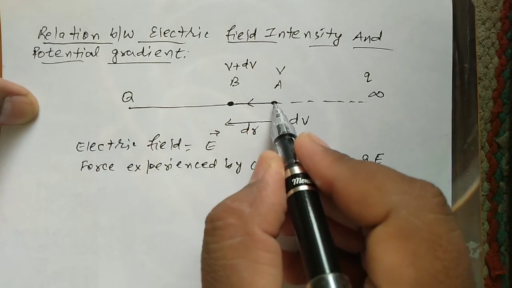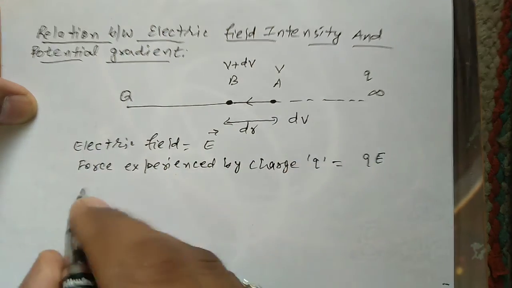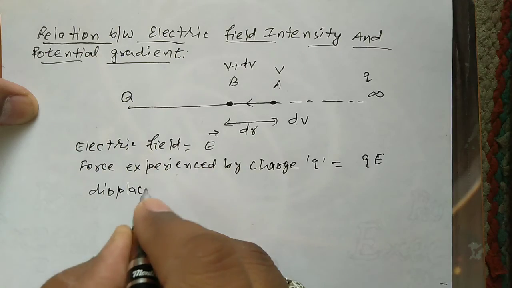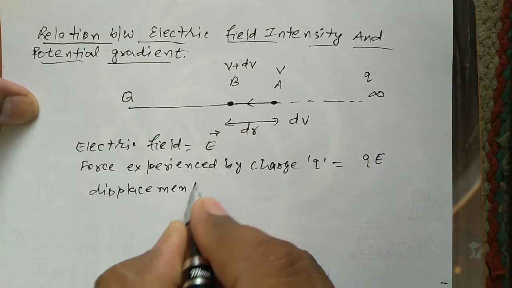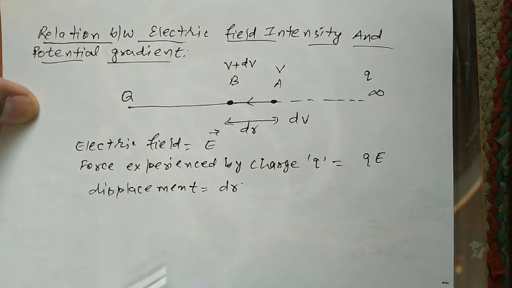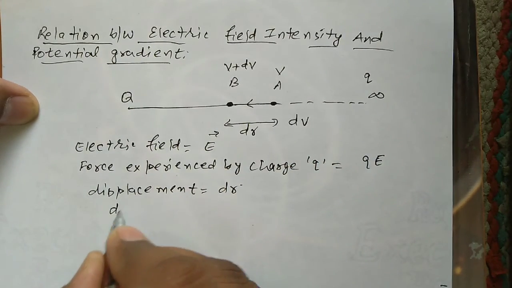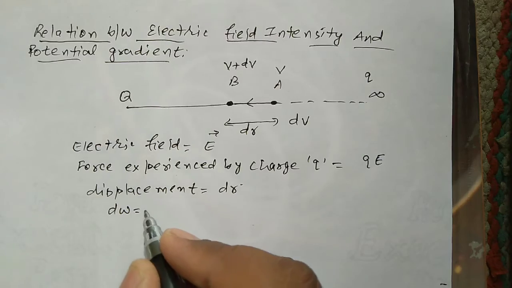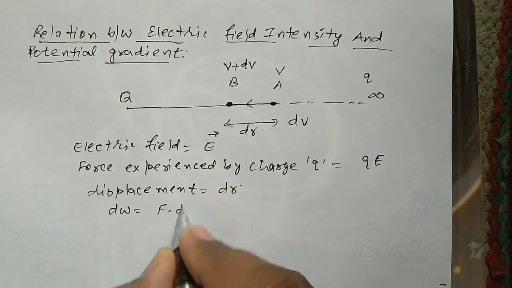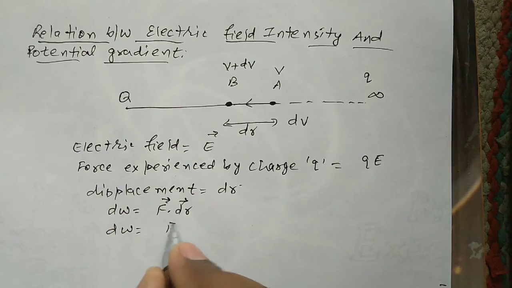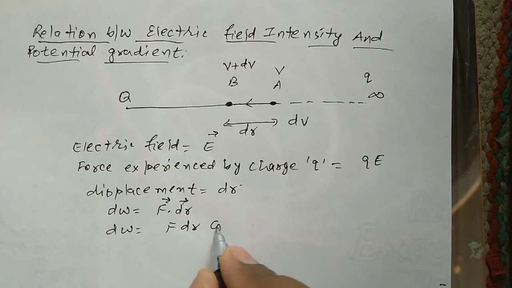Now the charged particle q is moving from A to B. Displacement is dr. In moving from point A to B, the small amount of work done dW equals F dot dr, so dW equals F dr cos 180.